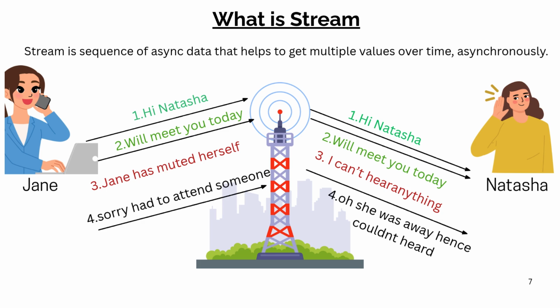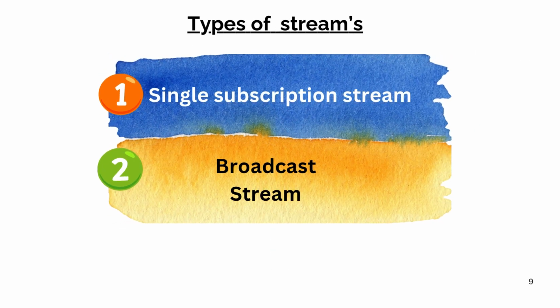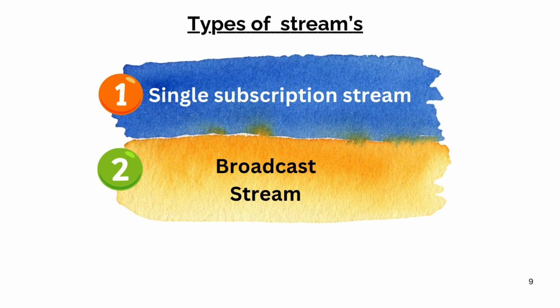This is the same scenario with a stream. If a stream has data, the listener can listen, and they have to wait until the next stream data arrives. So when the stream doesn't have data, it will stop sending values, so the listener doesn't get any messages. There are two types of streams, single subscription stream and broadcast stream.